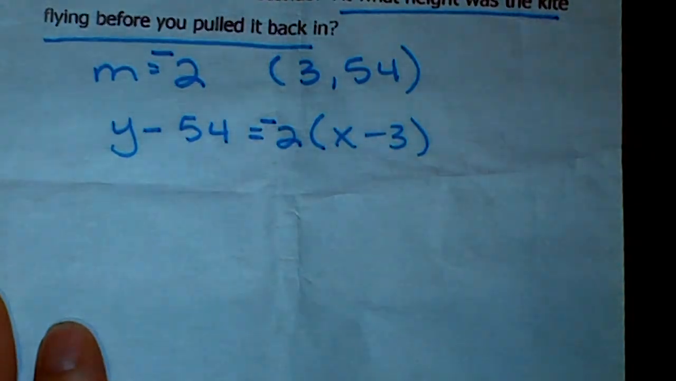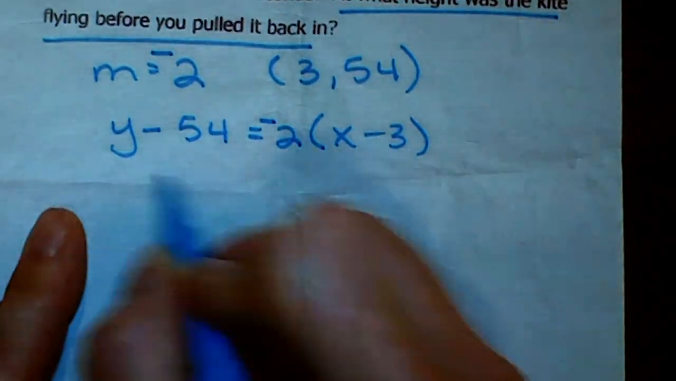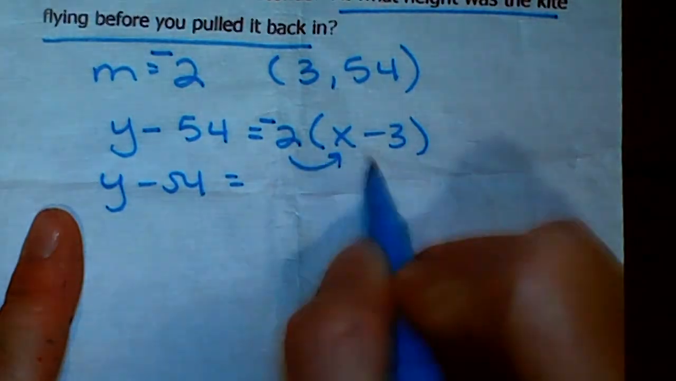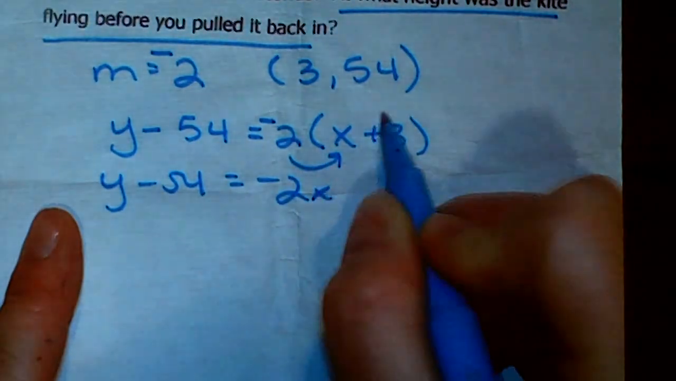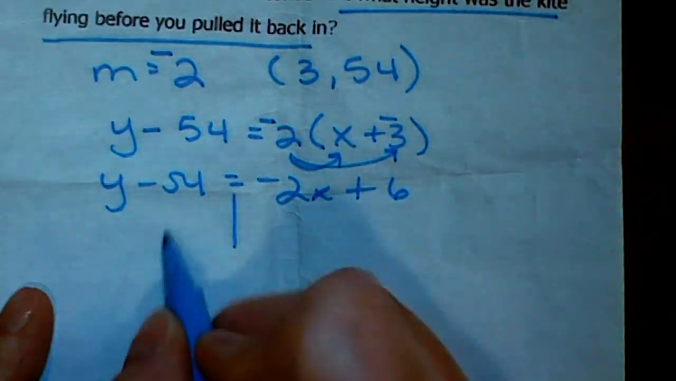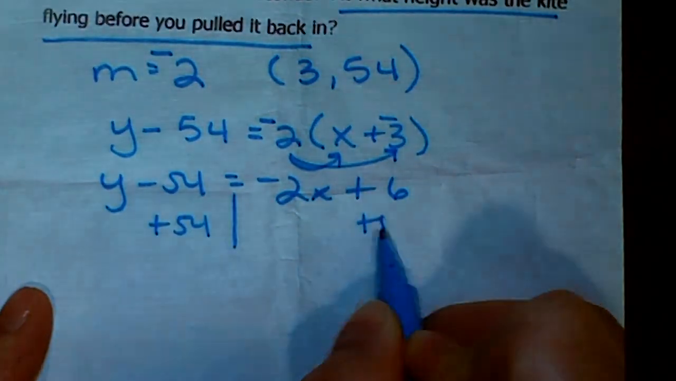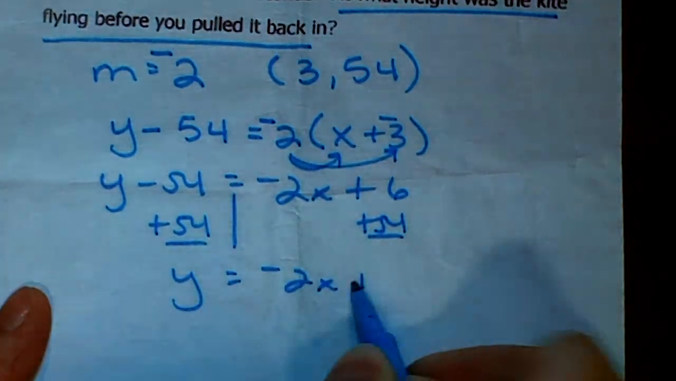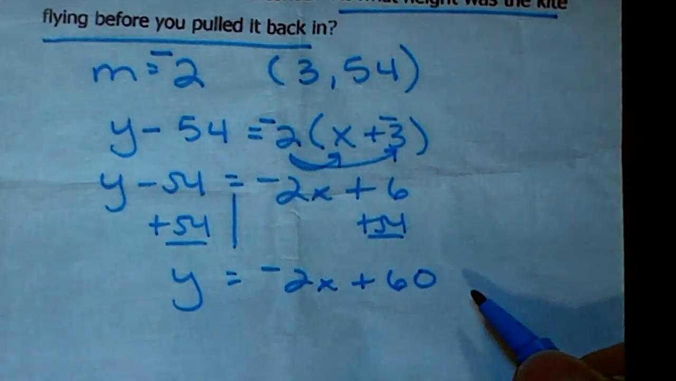Sorry about that. Okay, so let's distribute, because I want to rearrange this into y equals mx plus b. -2 times x is -2x. -2 times -3 is a +6. I need this 54 to go away, so I'm going to add 54. And y equals -2x plus 60.